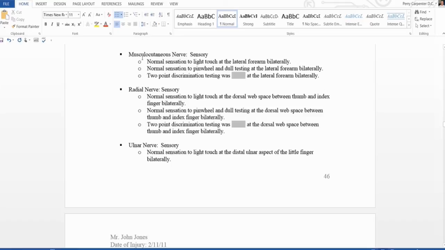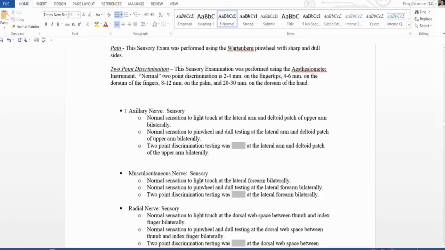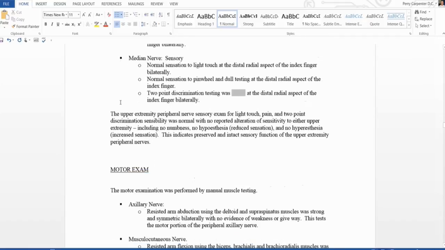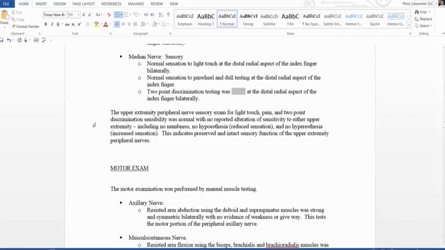So imagine that we do this, and this is way more thorough than you would see routinely through your review of many QME reports. But these findings take on special meaning when you report and translate these findings for the reader. So look at the summary statement at the end here of the sensory testing. The summary statement gives the conclusion, and it gives the reader the translation as to what all these findings mean.